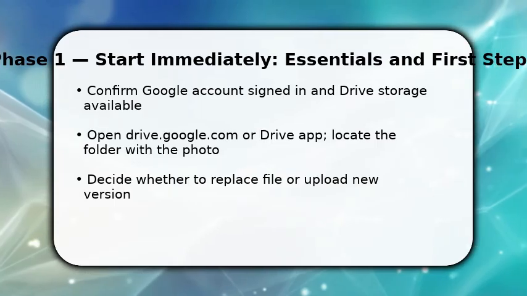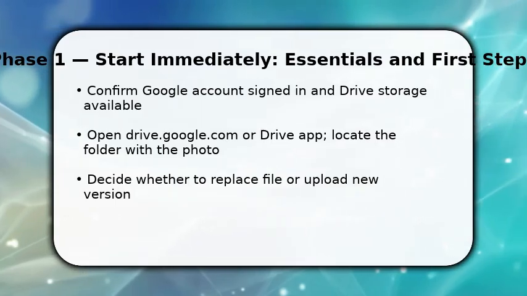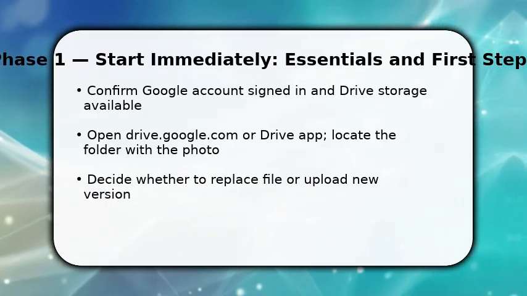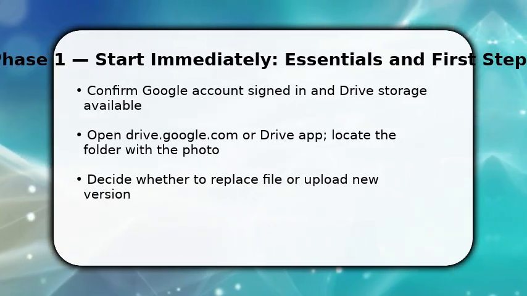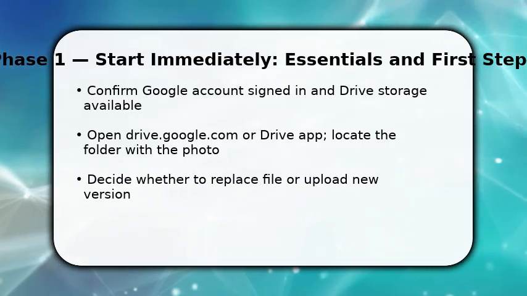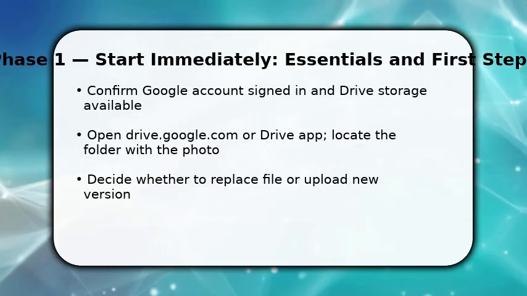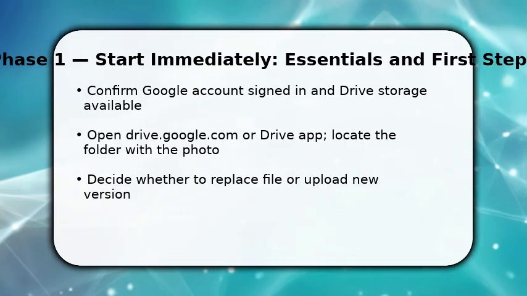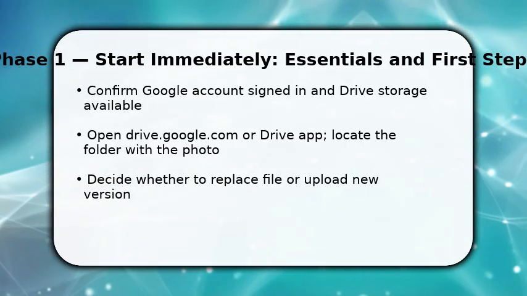Enjoy the video. You start by signing into the Google account that owns the file. Make sure there's enough storage space. Once done, open Drive.google.com or the Drive app on mobile, then navigate directly to the folder containing the photo you want to update. You should decide now whether you'll overwrite the existing file or upload a new version to keep history. Doing that up front saves confusion later.